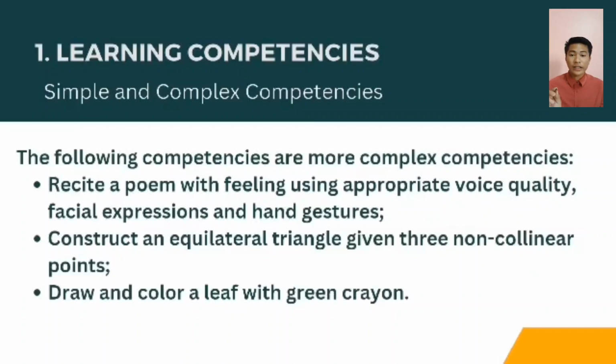Second is construct an equilateral triangle given three non-collinear points. So it involves a higher cognitive skill, the constructing or the creating. And lastly, draw and color a leaf with a green crayon. So the skills here are the draw and color. So a complex observable behavior or a complex competency consists of two or more skills.